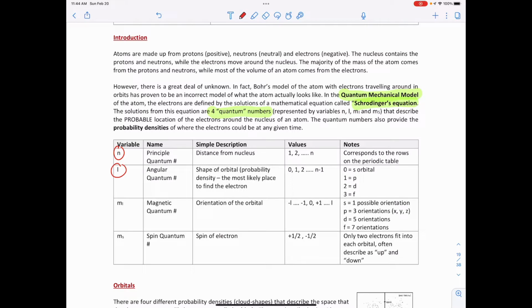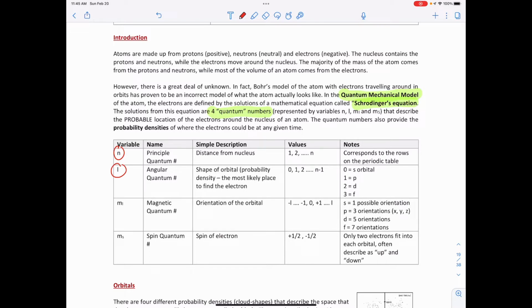The next variable, l, is the angular quantum number, and this describes the shape of the orbital. Once again, orbitals are not just the racetracks that the electrons go around in the Bohr model. Rather, these are 3D shapes, and we call them probability density, which describes where these electrons would most likely be. The values for the angular quantum number start from 0, then 1, 2, and all the way up to 1 less than the principal quantum number.